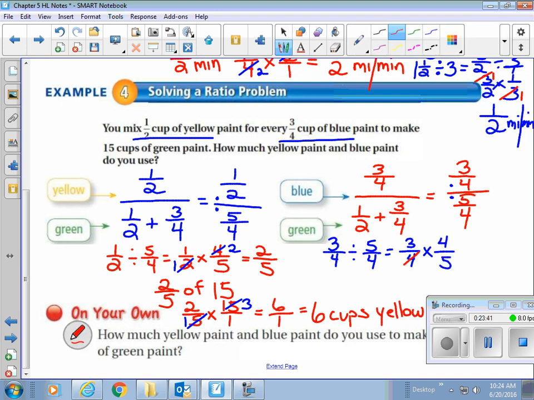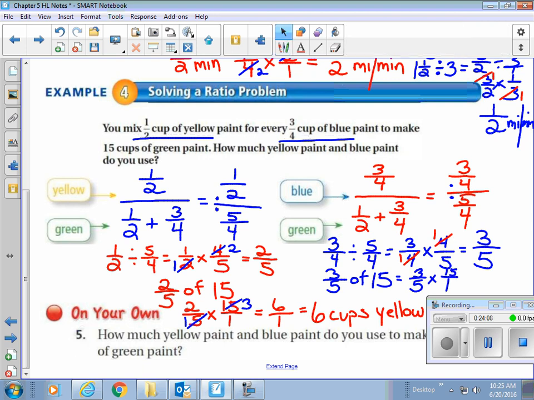Canceling the 4's that are both divisible by themselves, they become 1's. 3 times 1 is 3, and 1 times 5 is 5. So we have to figure out now what 3/5 of 15 is, because we're asking for how much paint do we need to use in those 15 cups of green. So we're going to multiply 3/5 times 15/1.